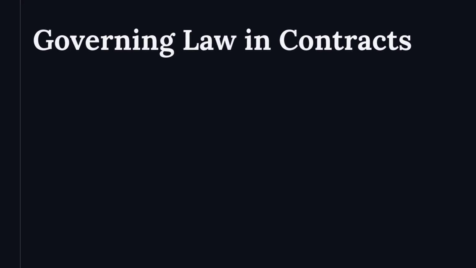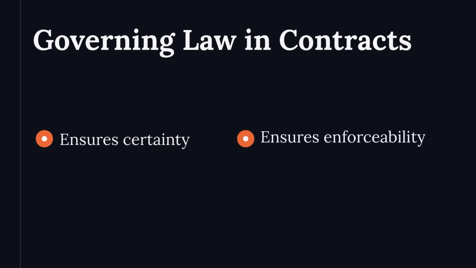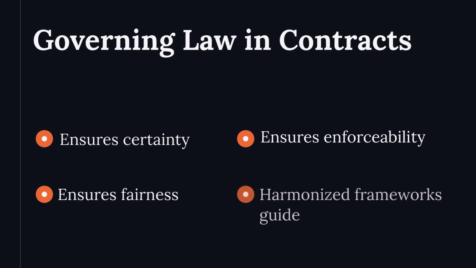Governing law is crucial in international contracts. It ensures certainty, enforceability, and fairness. Harmonized frameworks guide its application. Predictable legal systems like English law are preferred. Understanding governing law principles is vital for contract success.